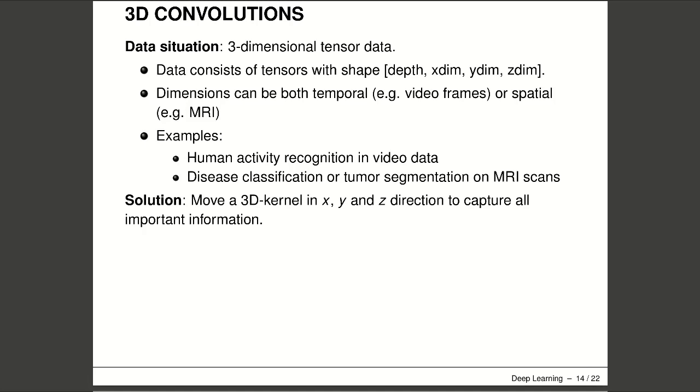Spatial examples are like 3D imaging data, such as magnetic resonance imaging or MRI, which is widely used for examining the brain, spinal cord, and other organs as well. A computerized tomography or CT scan is also another example of 3D data, which is created by combining a series of X-ray images taken from different angles around the body. Here we can use Conv3D for disease classification or tumor segmentation on top of the medical images.